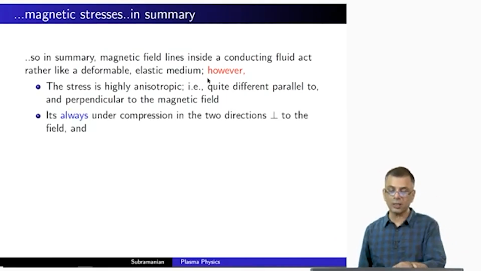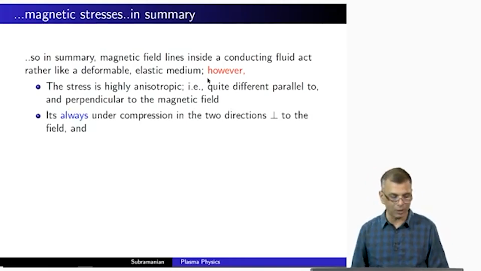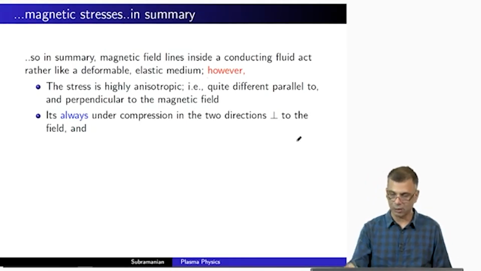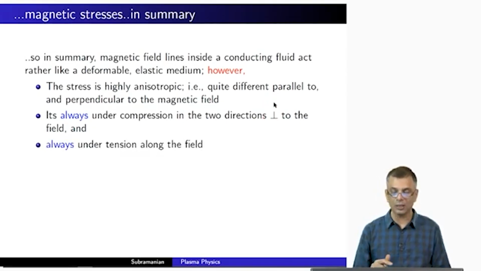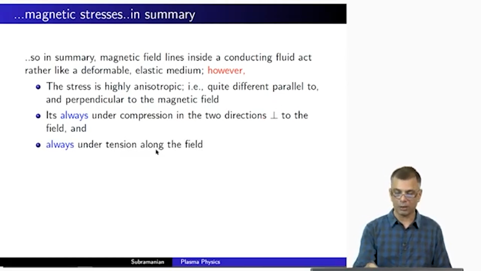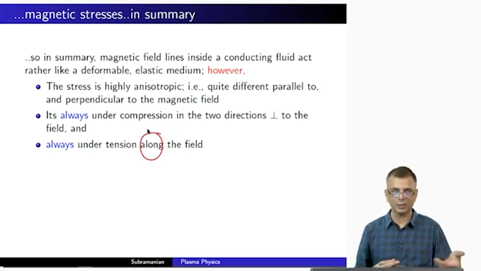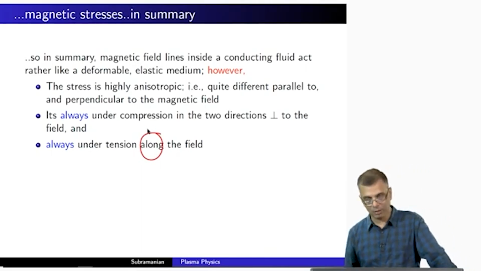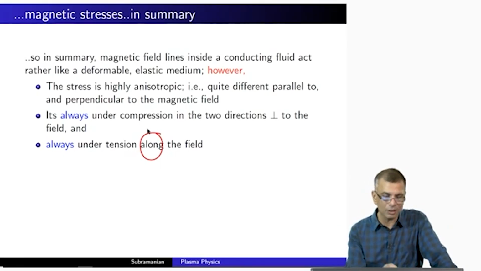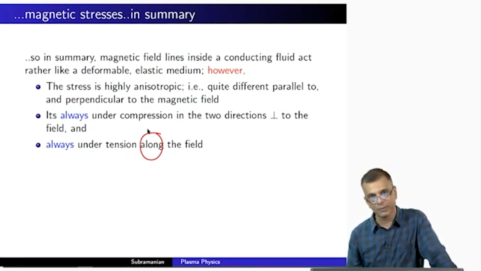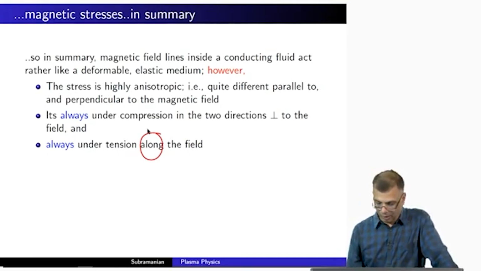It is always under compression in the two directions perpendicular to the field, and it is always under tension along the field. Along the field, in other words, along the z direction in this particular case, the example we took was that the B was oriented along the z direction. Along the z direction, it is always under tension.